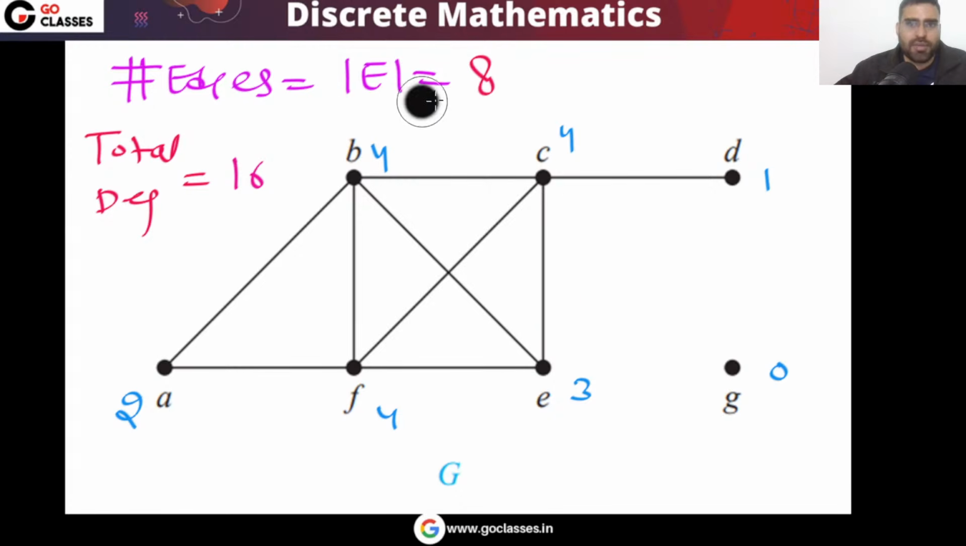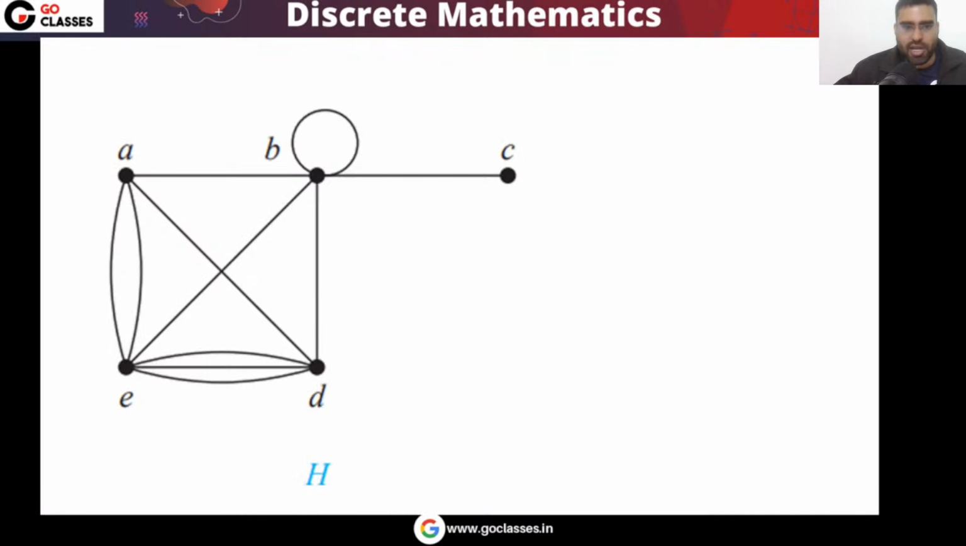So I think the number of edges is 9. Okay, calculate the number of edges. I think that will be 9. 1, 2, 3, 4, 5, 6, 7, 8, 9. Okay, so you can calculate that total degree is basically 18. So you can easily see that total degree is equal to twice the number of edges. Very simple. Now let's move on.